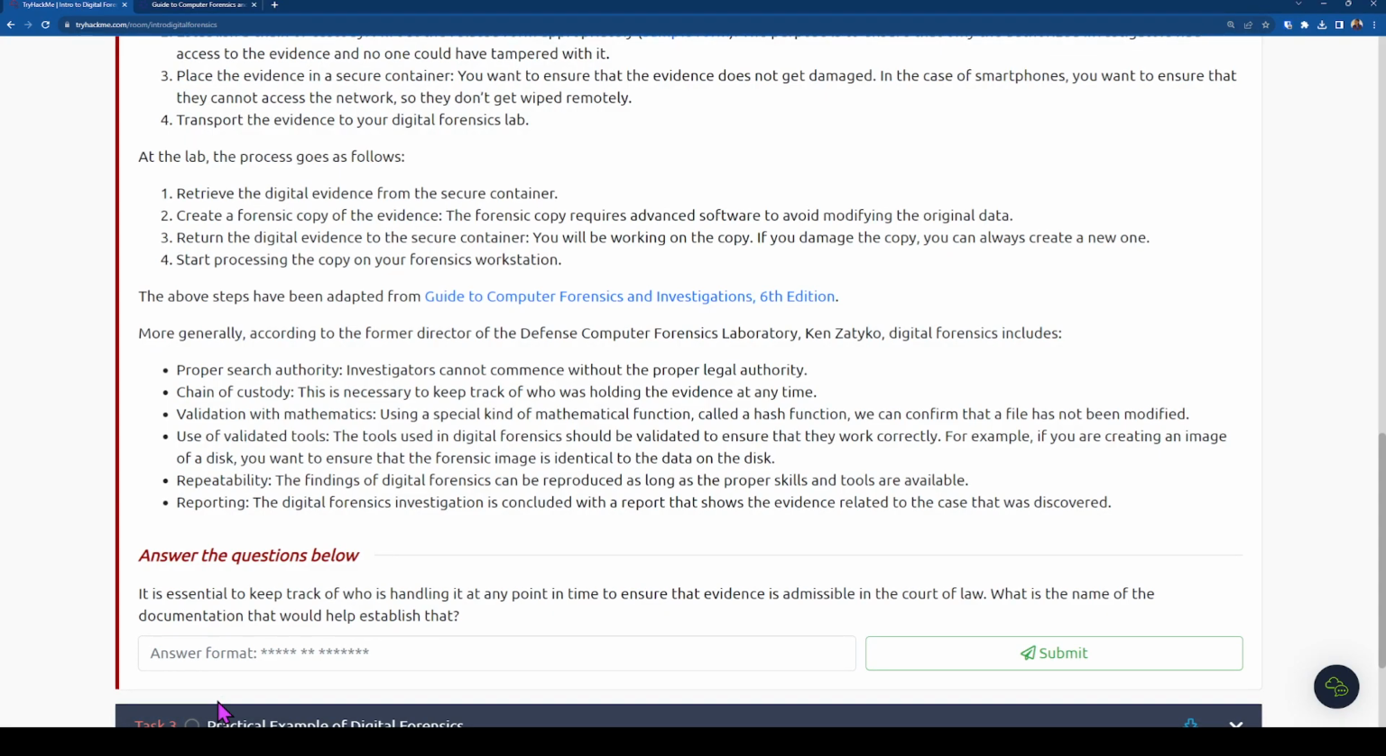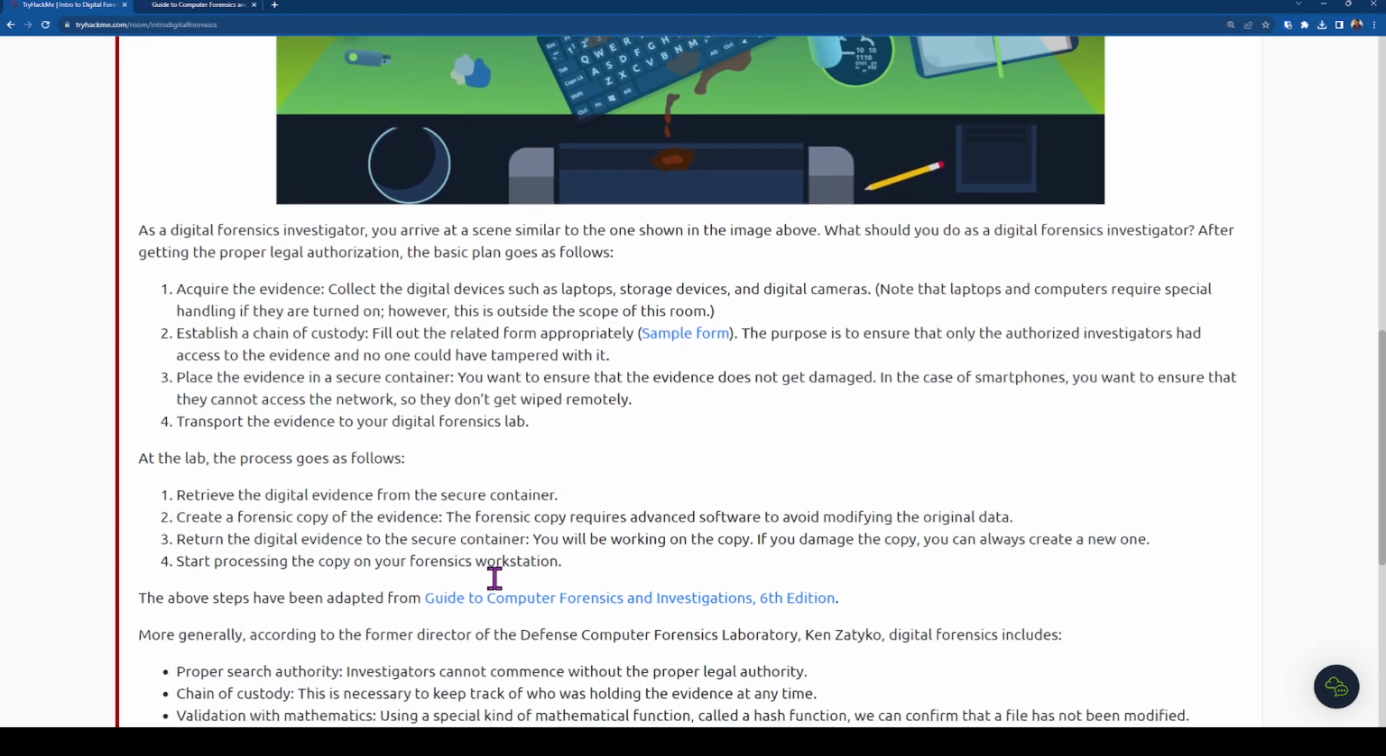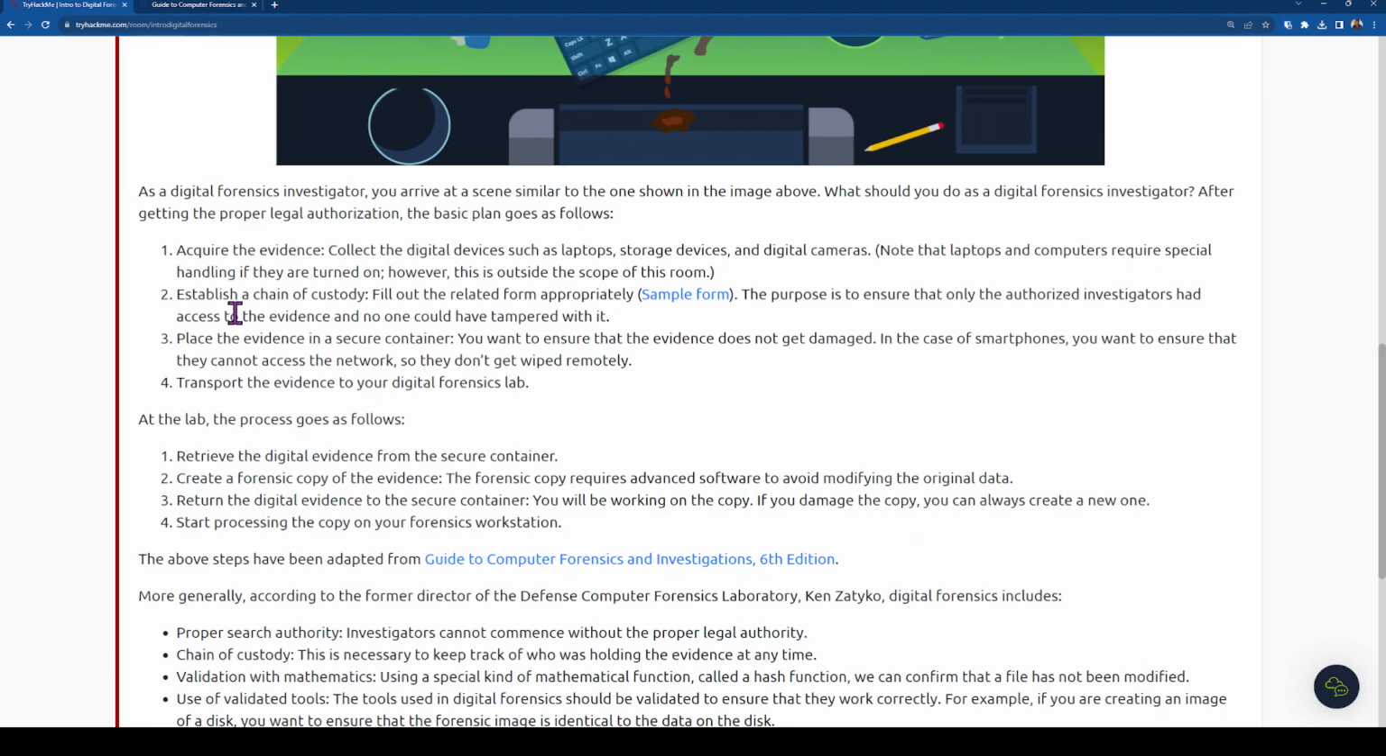So it is essential to keep track of who is handling it at any point in time to ensure that evidence is admissible in the court of law. What is the name of the document that would help establish that? That is going to be our chain of custody document.